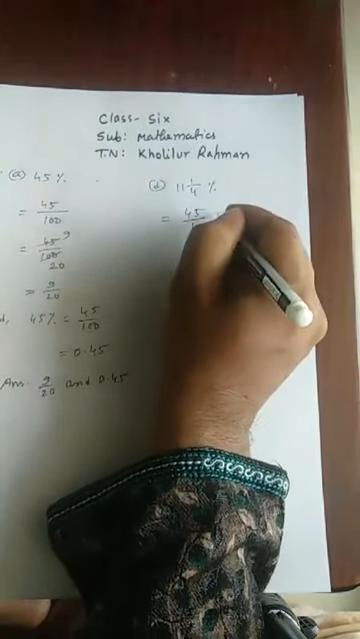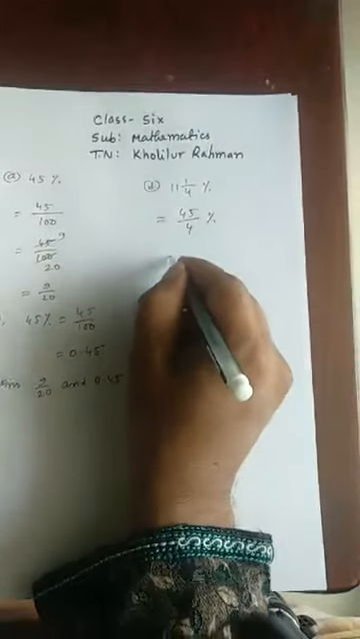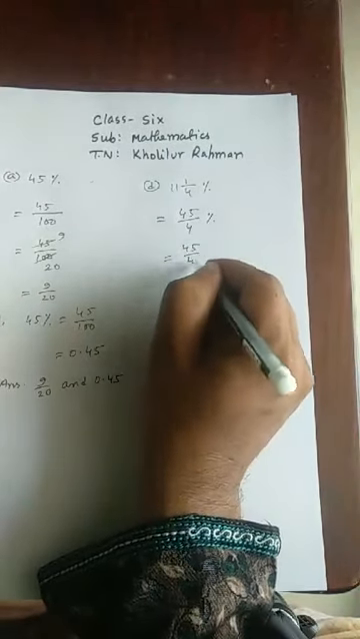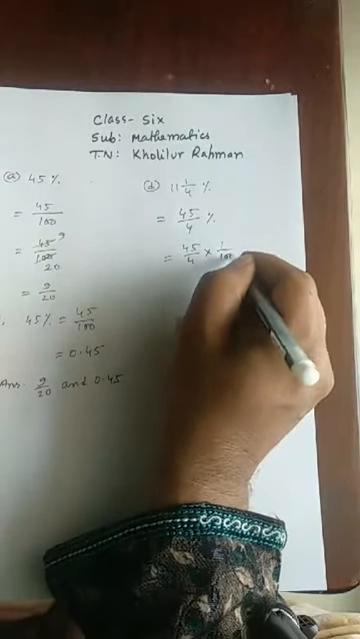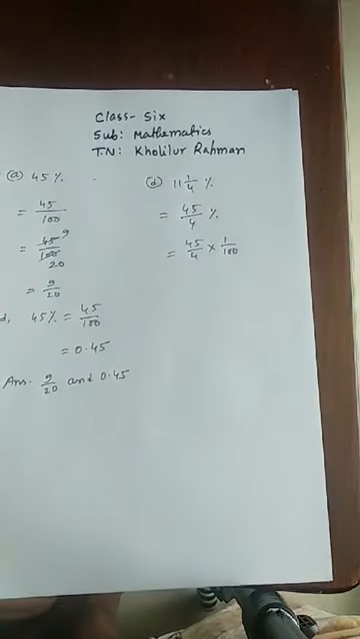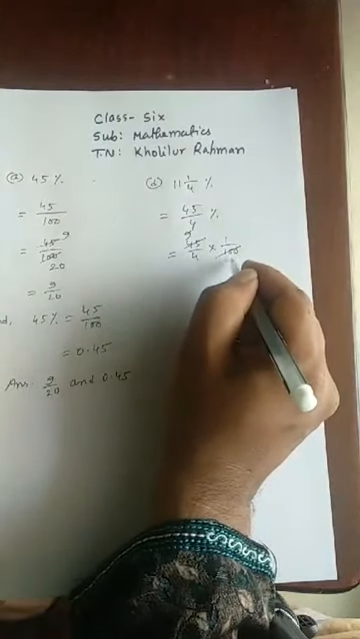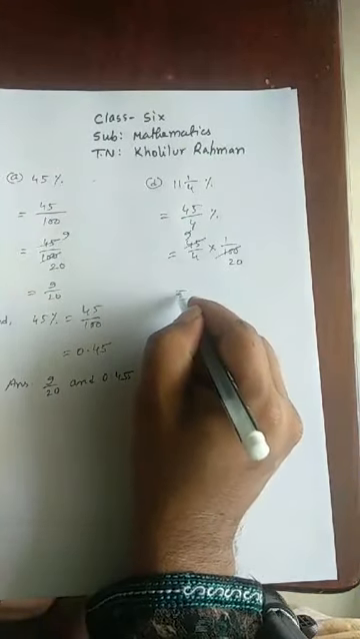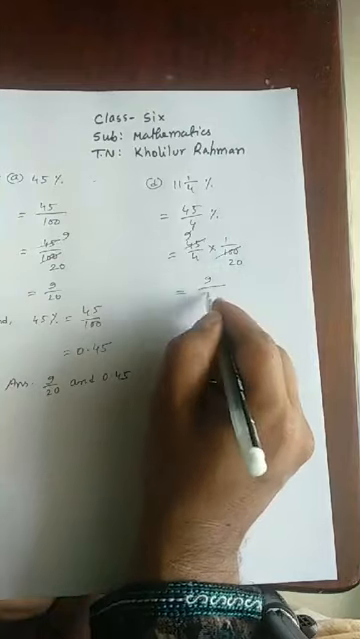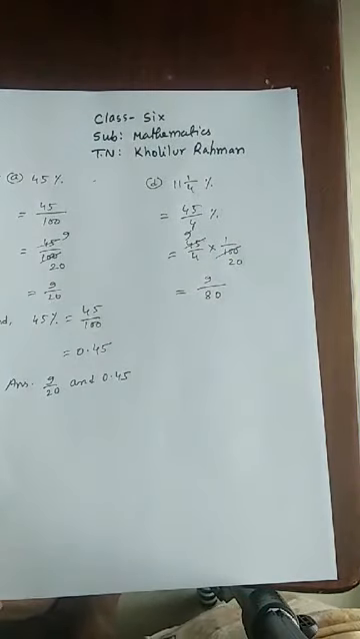45 by 4 percentage equals 45 by 4 into 1/100. Now you cut it. By 5 you can cut it. Here will be 9 and here will be 5, 20 is 100. So the result will be 9/80.